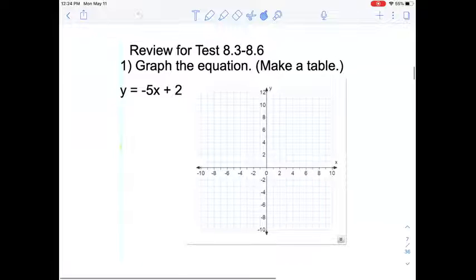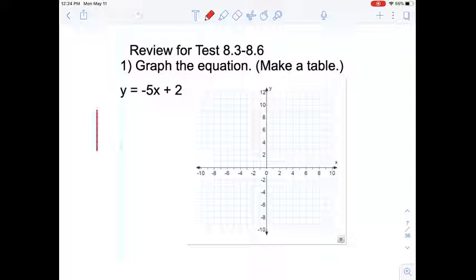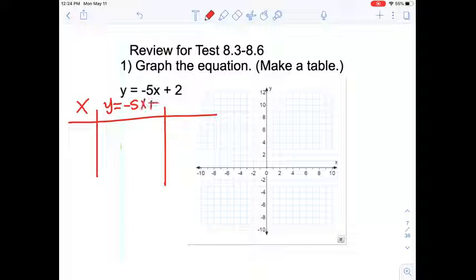So we have this equation y equals negative 5x plus 2. The first thing that I'm going to do is create this function table where we have 3 columns: an x column, our function column, which is y equals negative 5x plus 2, and then our y value column. We're going to plug in three different points for x and solve for y. So I'm just going to do 0, 1, and 2. That will give me 3 points.